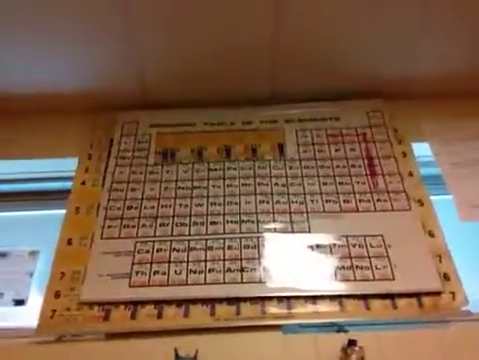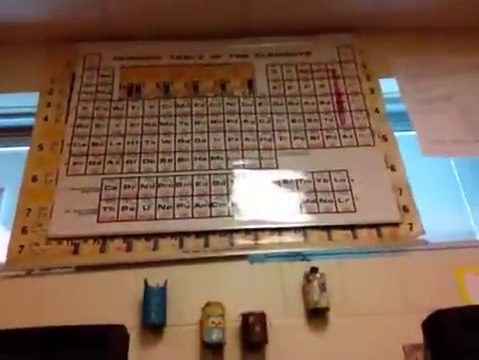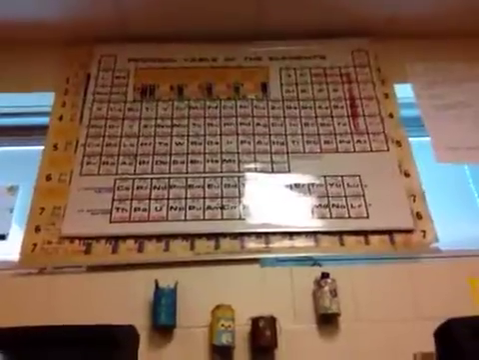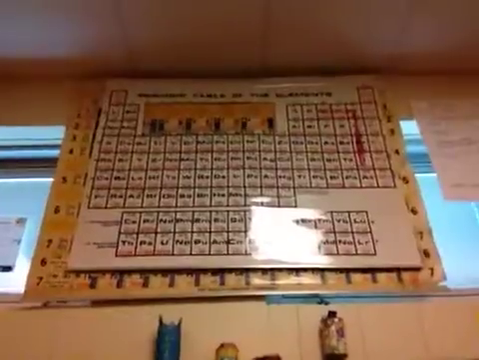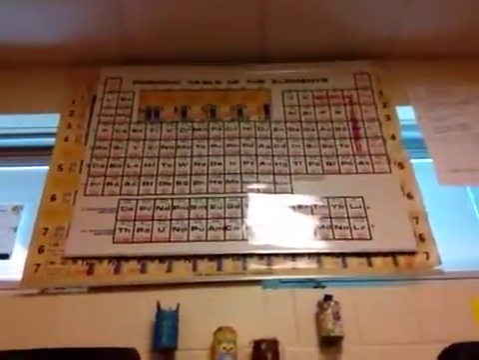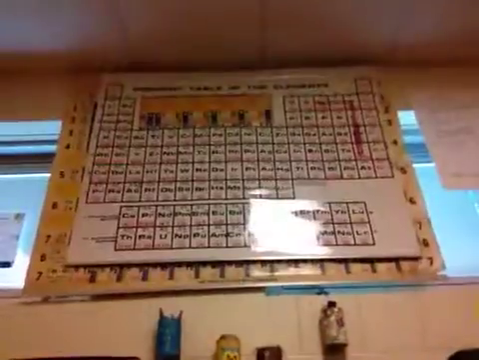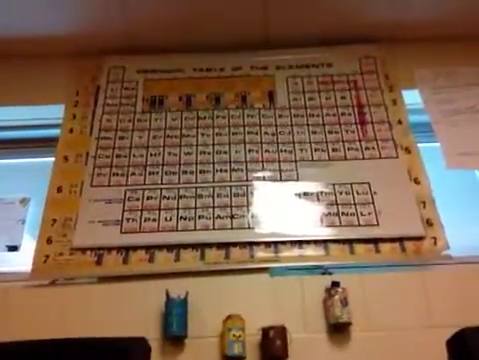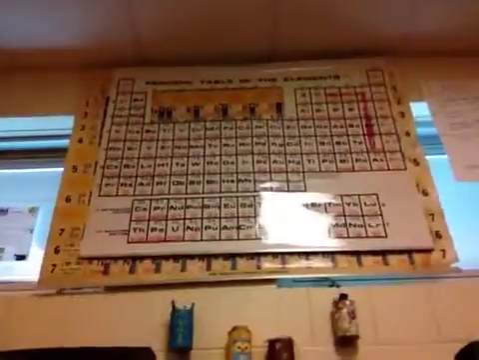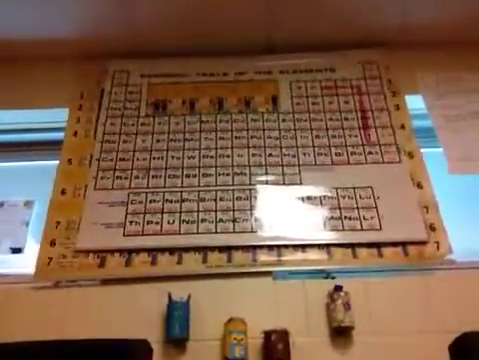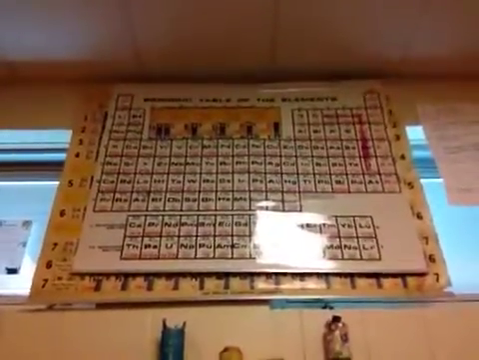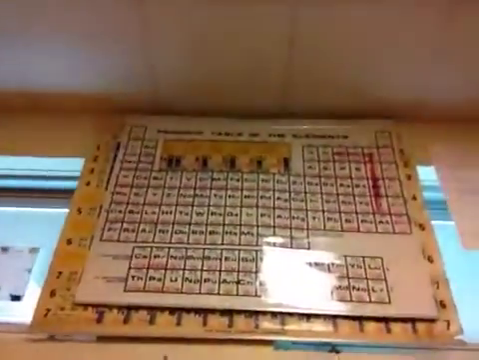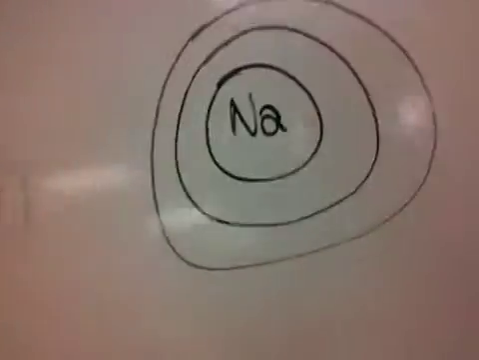So I want you to look at the very first row, and tell me how many elements are in that first row. So let's look. First row, I have hydrogen, and I also have helium. Those are the only elements that are in the very first row of the periodic table. So that means that the first energy level can only hold 2 electrons? That's right. So since there are only 2 elements in the first row, I can only draw 2 electrons in the very first energy level. So let's go back, and let's draw our first 2 electrons in our first energy level.